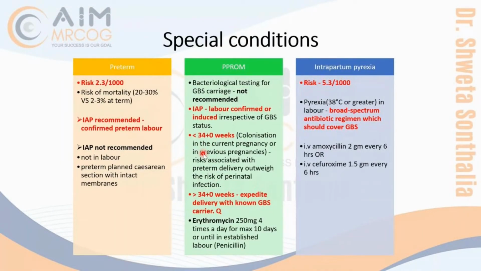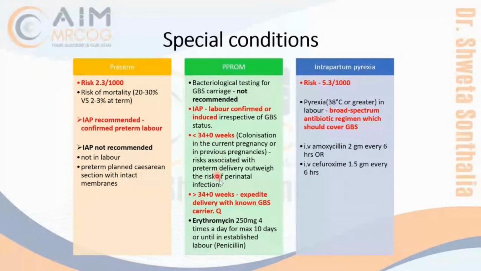Because earlier the recommendation was that after rupture of membrane you will deliver at 34 weeks. So that's why they told that after 34 weeks you will expedite the delivery. And before 34 weeks you will do conservative management, because the preterm risk will be more. But now the new PPROM guidelines say that you have to deliver after 37 weeks. So you will expedite the delivery after 37 weeks and then you will give the IAP. And before 37 weeks, you will do the conservative management.